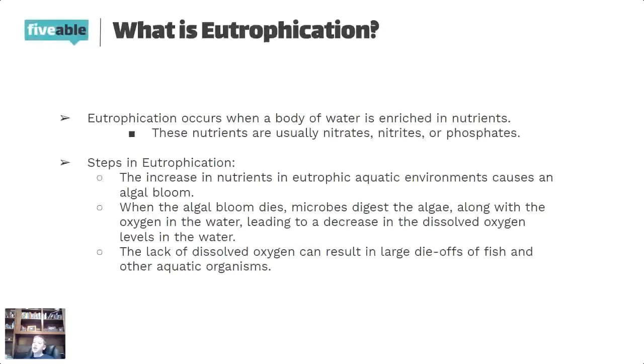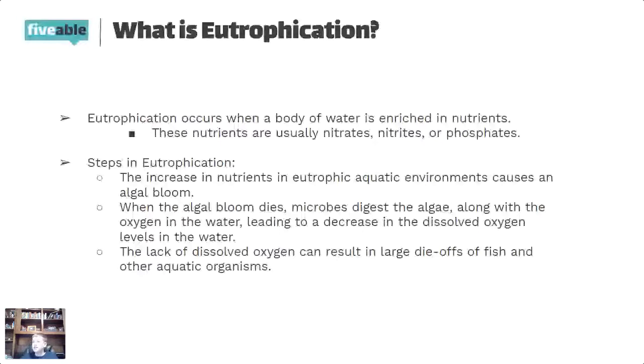So what is eutrophication? Eutrophication occurs when a body of water is enriched in nutrients. So basically, something causes way too many nutrients, usually nitrogen and phosphorus, so nitrates, nitrites, and phosphates, chemicals that are usually found in fertilizers, to run off and get into lakes or bodies of water, and it becomes enriched, which means that it gets way too many nutrients too fast. There's a set amount of nitrogen and phosphorus that things in the water need, the plants underwater, the fish in the water. There's a set amount that they can handle, but once it gets outside of their range of tolerance, they can't handle the excess of nutrients.